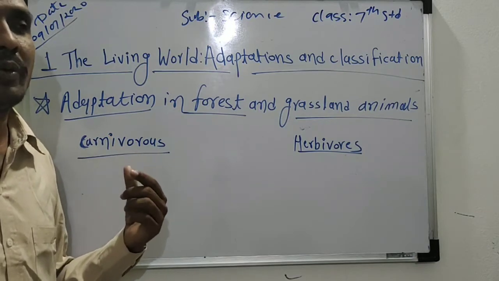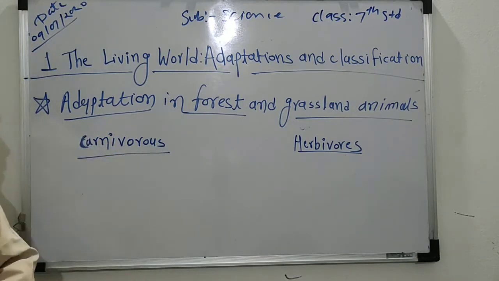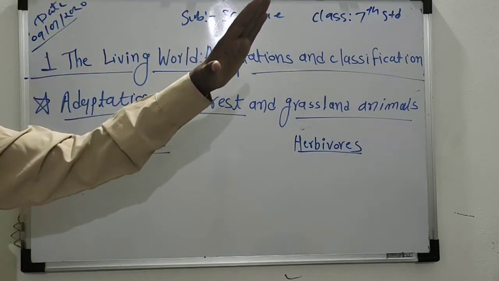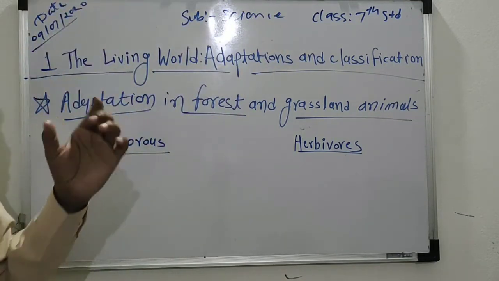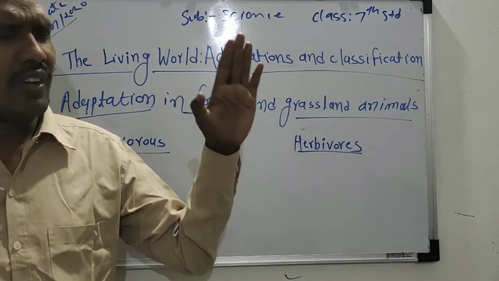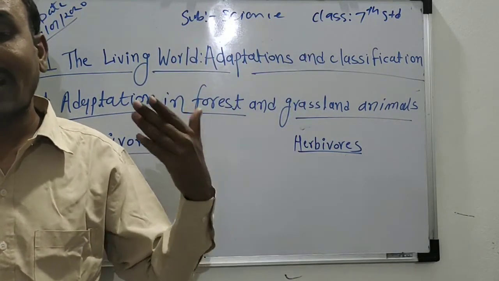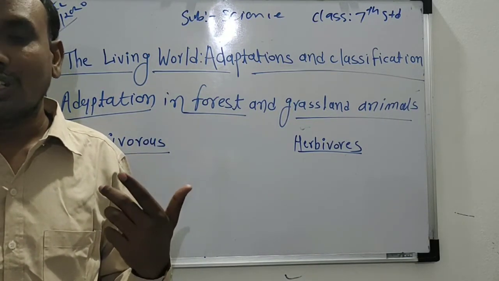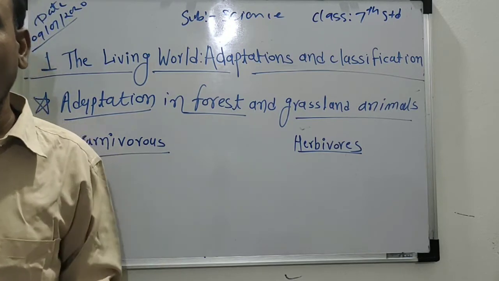You can see the binoculars, or like the same way a telescope, with which you can observe a long distance. It is the same here. The front-facing eyes help them observe or detect the prey from a long distance. Those are the characteristics, or adaptations, in animals of forest regions.